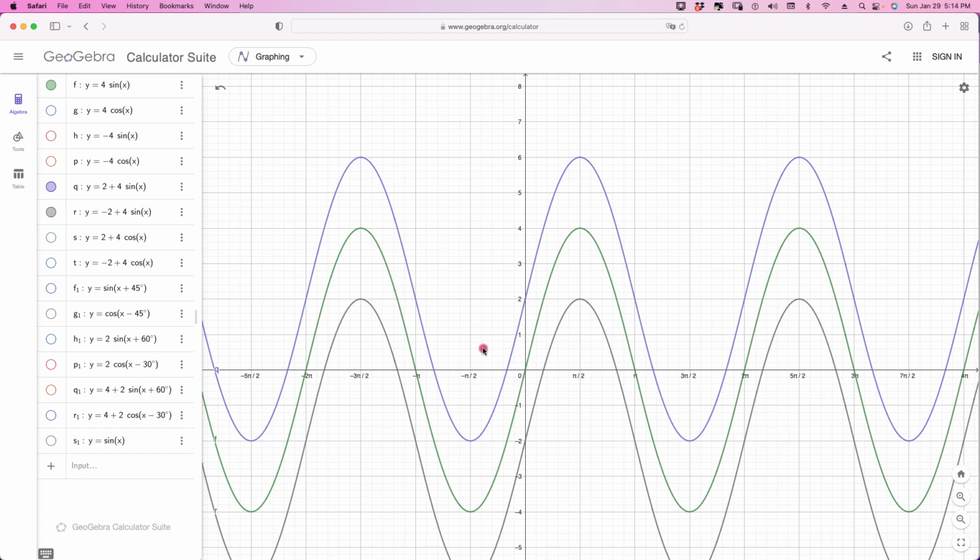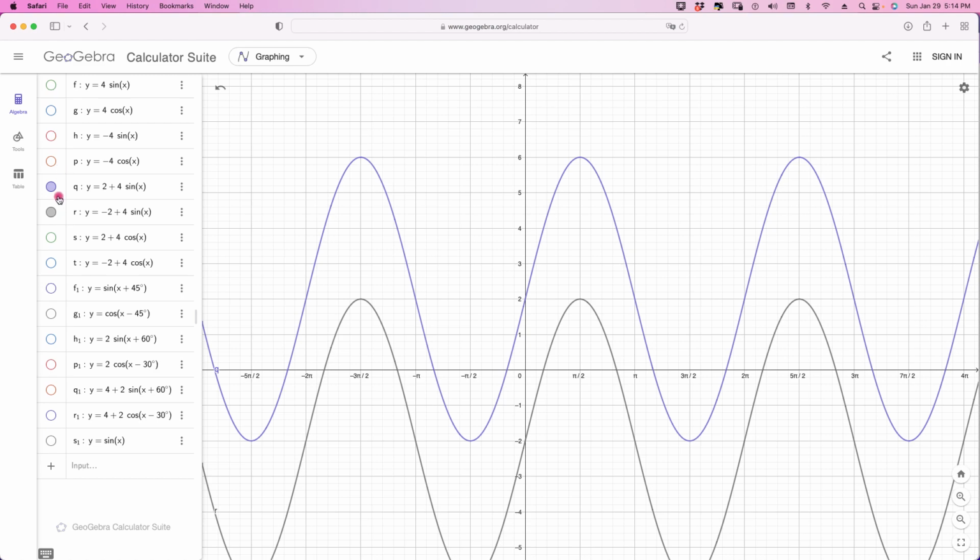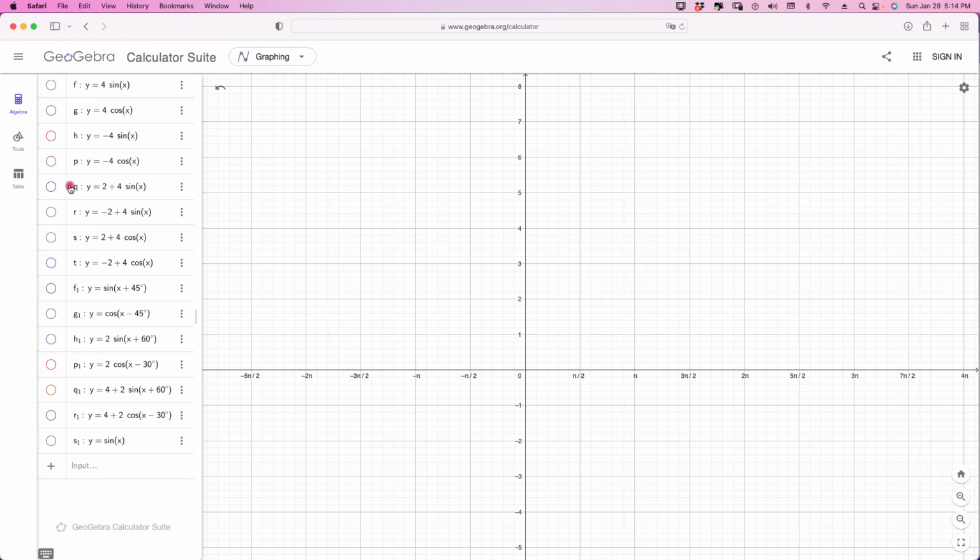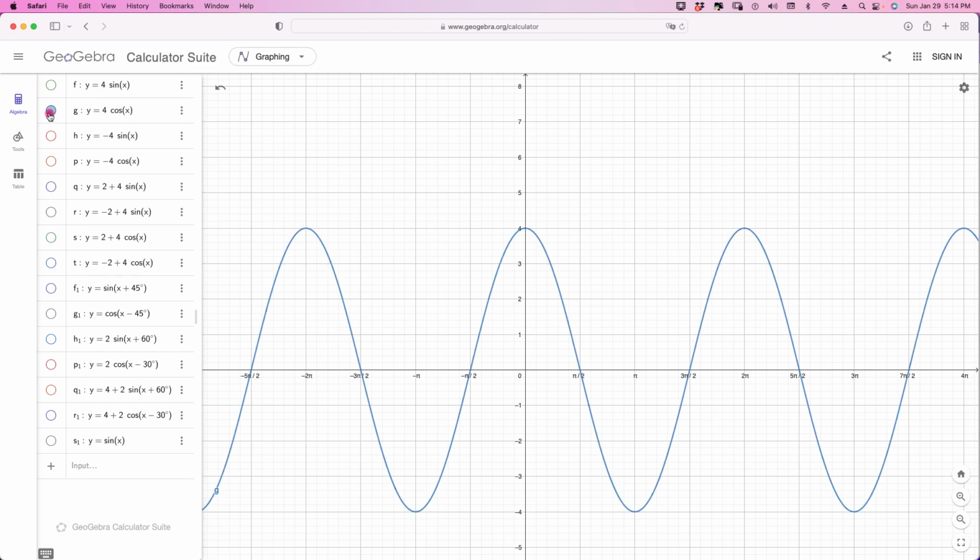So that's why we wrote that originally like that. But then let's take that one away. But then when we move it up or down, we add how far we move it up or down based on positive or negative in front of that sinusoid. Same thing for cosine. Here's that original cosine.